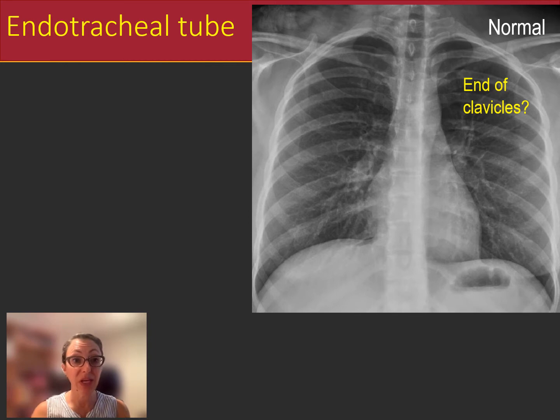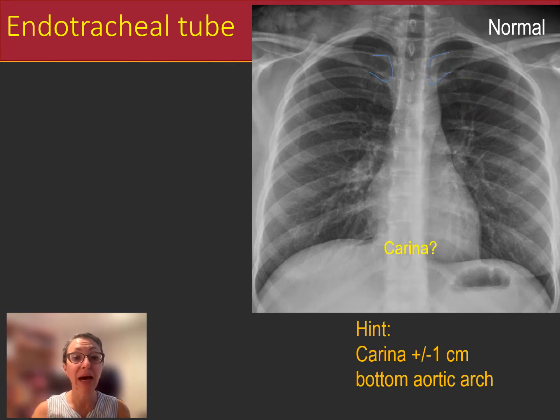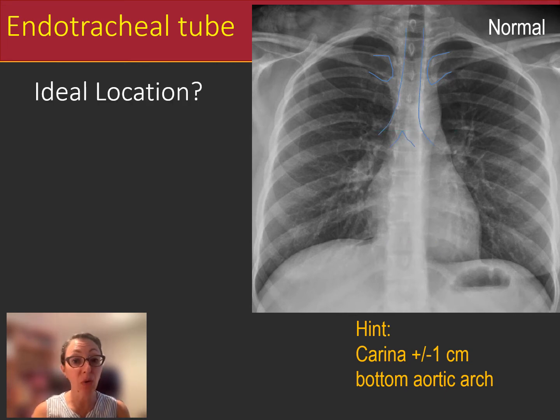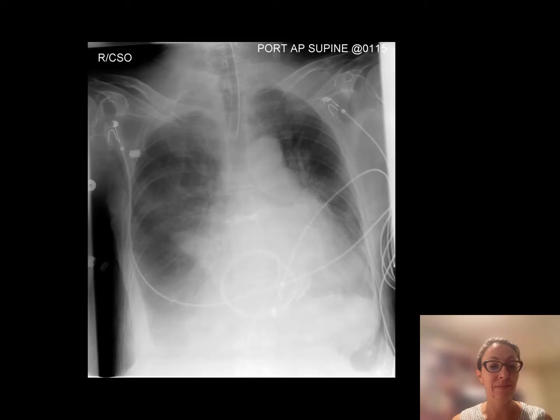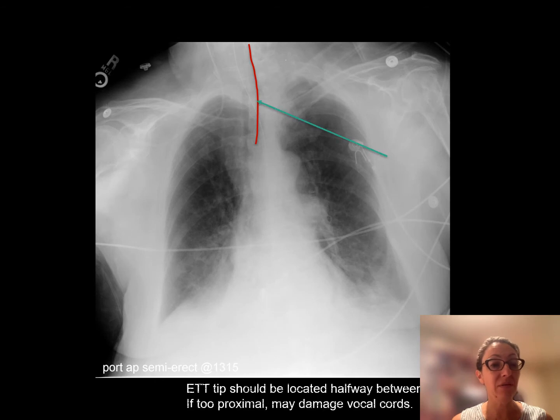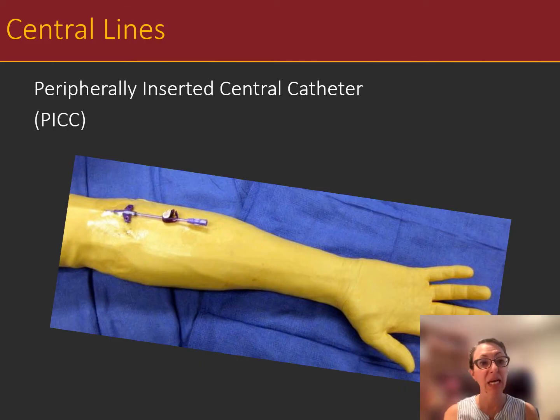What is the ideal location of the endotracheal tube? Ideally, we would like it to terminate somewhere between the medial heads of the clavicles and above the carina. Or said in another way, we like it to be somewhere between 2 to 5 centimeters above the carina. This is a nice example of a well-positioned endotracheal tube terminating just below the medial heads of the clavicles and certainly above the carina. In terms of central lines, we have peripherally inserted central catheters.